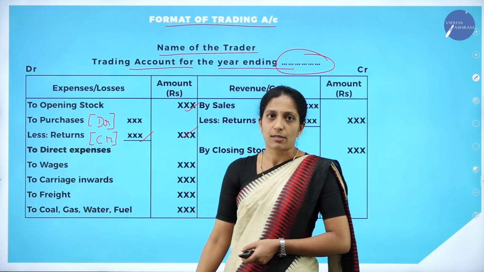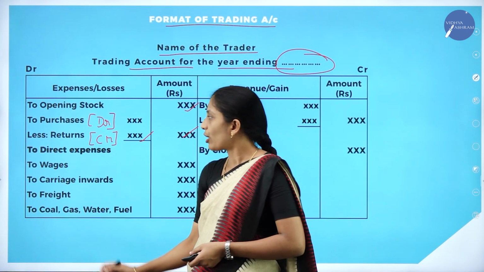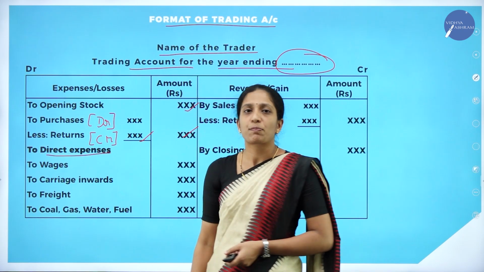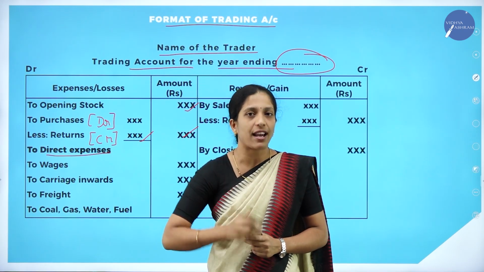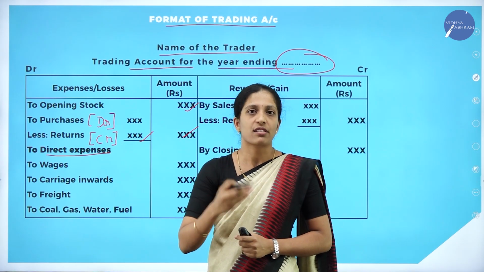Next, all the direct expenses. I have already told you. What do you mean by direct expenses? The expenses which are involved directly in manufacturing a particular product, that is called as what?